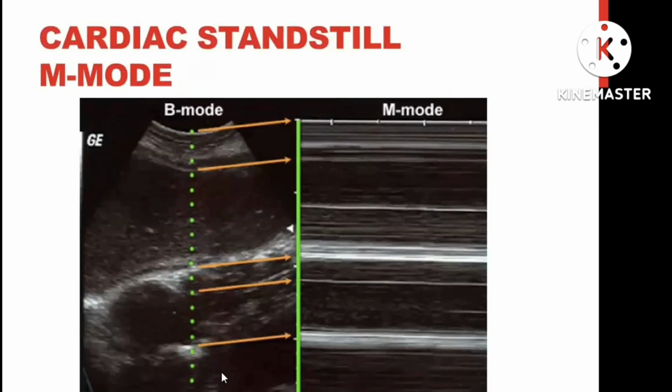So this is cardiac standstill. You place the probe on the heart, and then you make an M-mode, and then you see a flat line. So this is cardiac standstill.